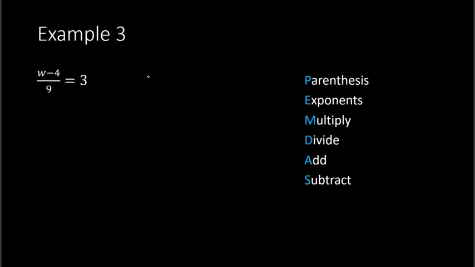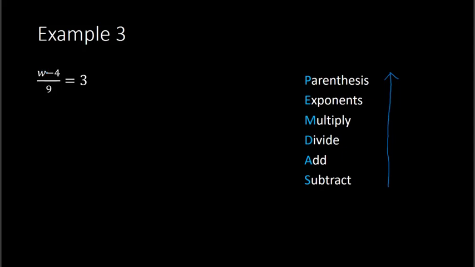Number 3, I have w minus 4 over 9 equals 3. So once again, I'm going to work in reverse order of operations. So I begin with addition and subtraction, and then multiply and divide, and then exponents, and then parentheses. With this one, be very careful, because we see the minus 4, and the temptation is going to be to do the opposite, or add 4 to both sides.